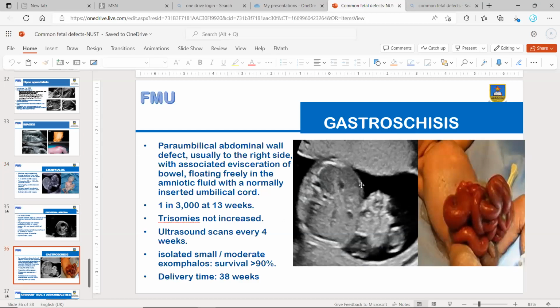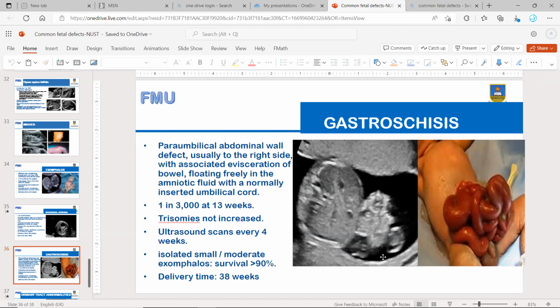As you can see, again, you have just done your abdominal circumference, and you want to get your abdominal cord insertion, and you want to see those three lines. And all you are going to meet suddenly is this.